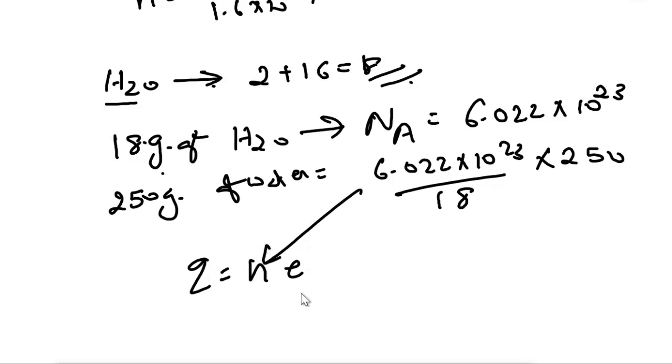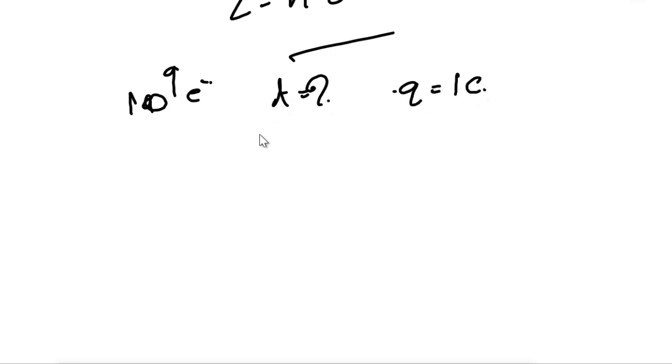Next one: if a body gives out 10 to the power 9 electrons every second, how much time is required to get a total charge of 1 coulomb from it? Here N equals 10 to the power 9 electrons, Q equals 1 coulomb, and we need to find t.